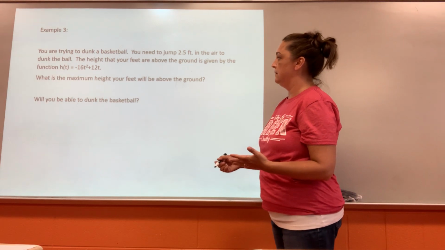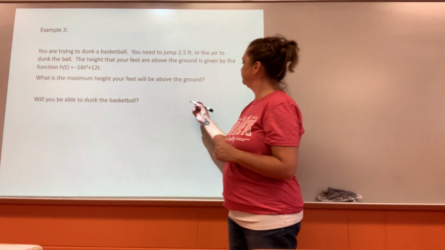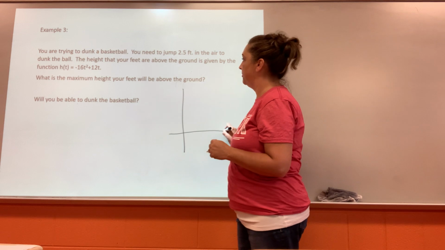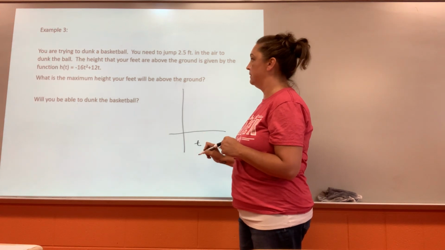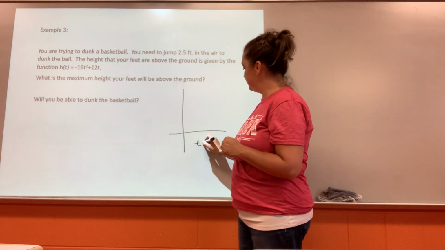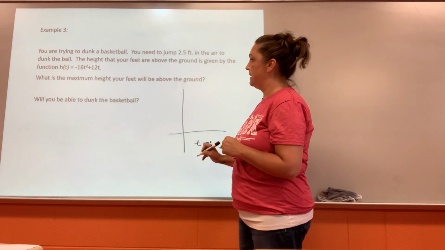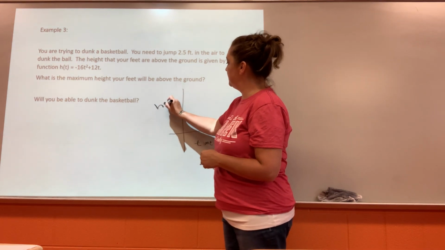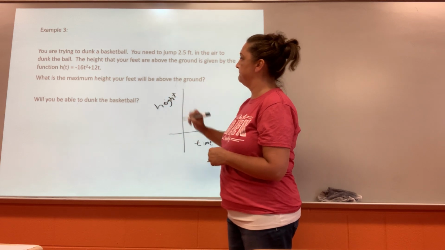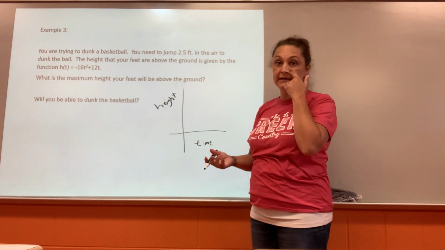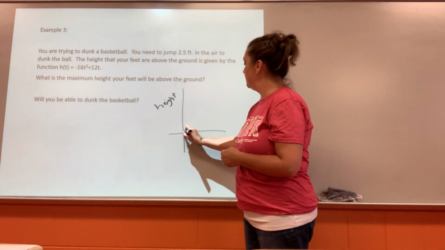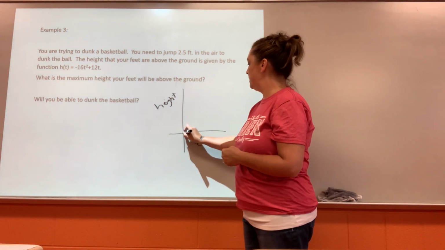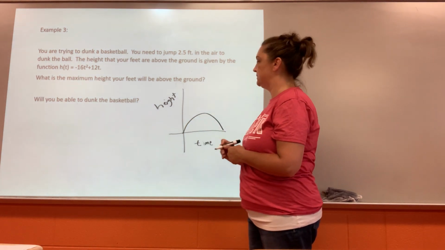So let's draw our picture. Input is t. That's going to be time. H is output. That's going to be height. It's an upside down parabola because it's a negative 16t squared. Your feet are on the ground here. You jump and then you land.